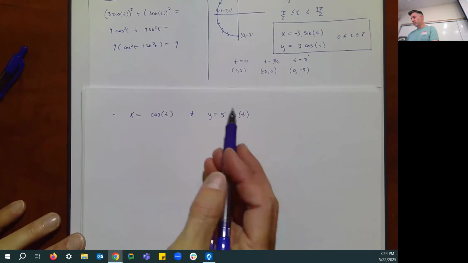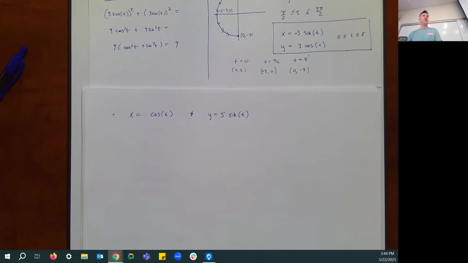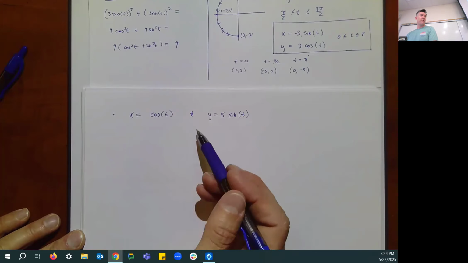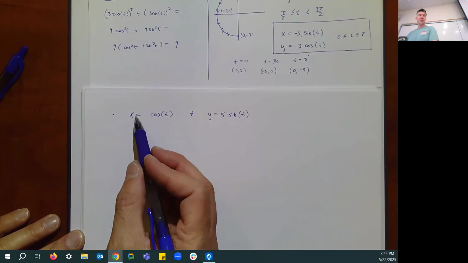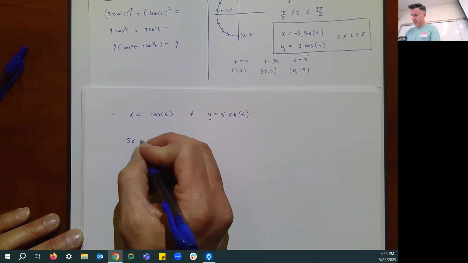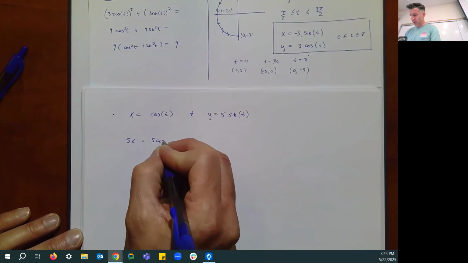When you see something like this, if you're trying to get to a Cartesian equation, you should be thinking circles. I just don't know exactly what. I know eventually I want cosine squared plus sine squared, and I need them to have the same coefficients. If I just square both of these, I'm going to be off. So I need to multiply x by 5. I'm going to say 5x is equal to 5 times cosine of t.